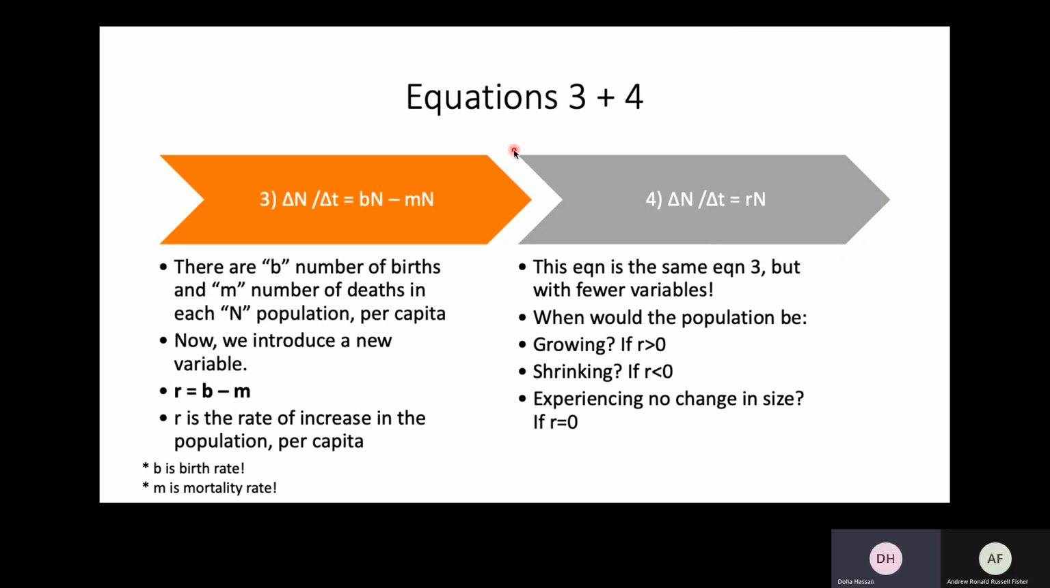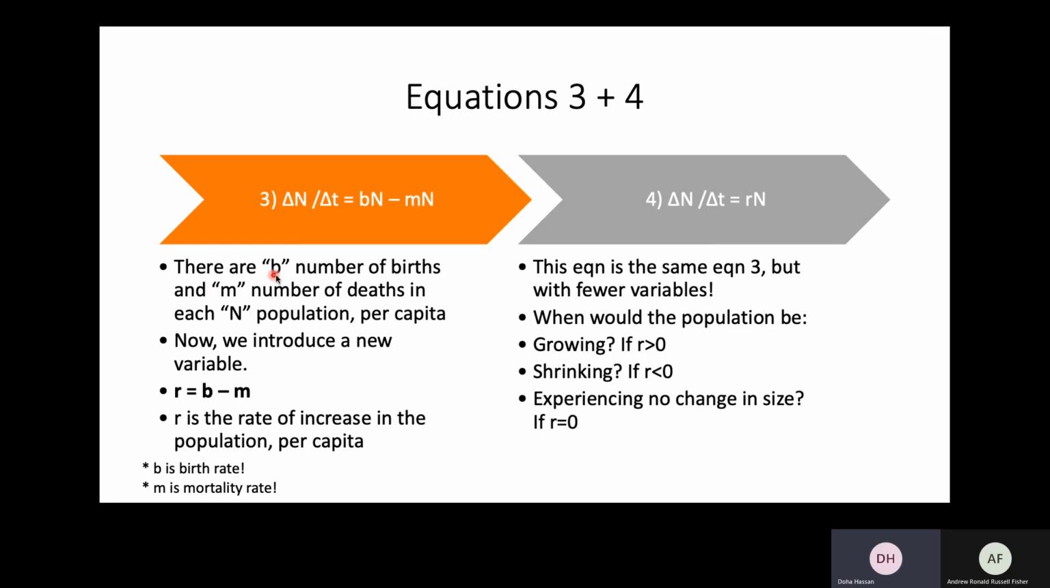I feel like that was kind of simple, but where it gets a little bit more complicated is talking about per capita. So that's what we're going to do now. So this next equation, this part's familiar. So delta N over delta T, or the change in the population size over time, is equal to little b times big N minus little m times big N.